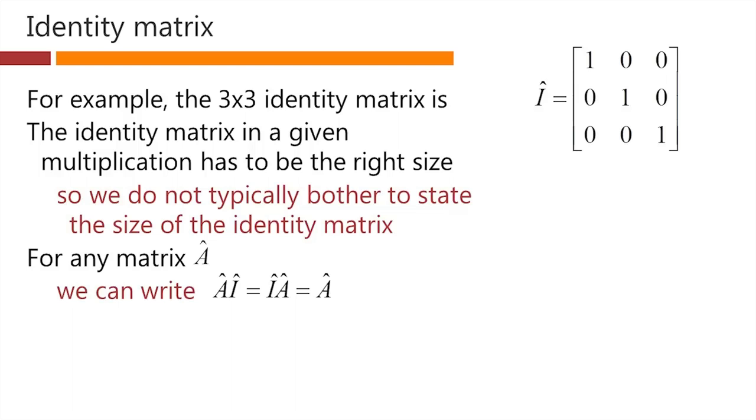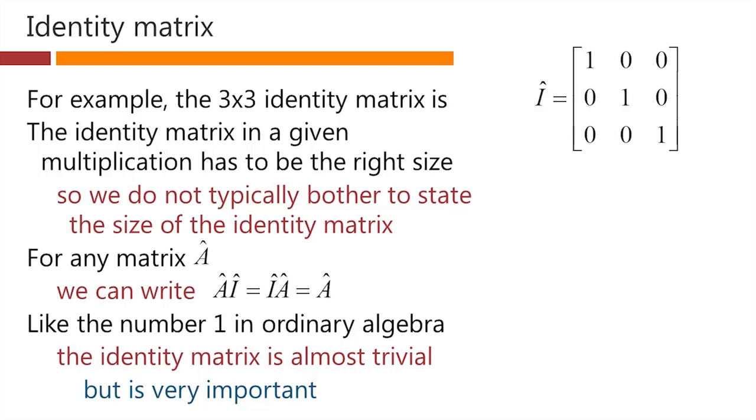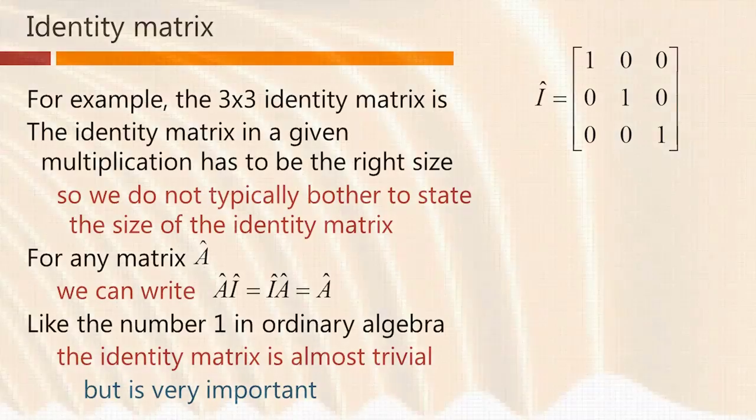For any matrix A, we can write A times I is equal to A, or we can write I times A is equal to A. This is really the definition of the identity matrix. Like the number 1 in ordinary algebra, it seems on the face of it perhaps that the identity matrix is almost a trivial idea, but in fact it's very important. And just as the number 1 is very important in ordinary algebra, so also the identity matrix is very important in matrix algebra.